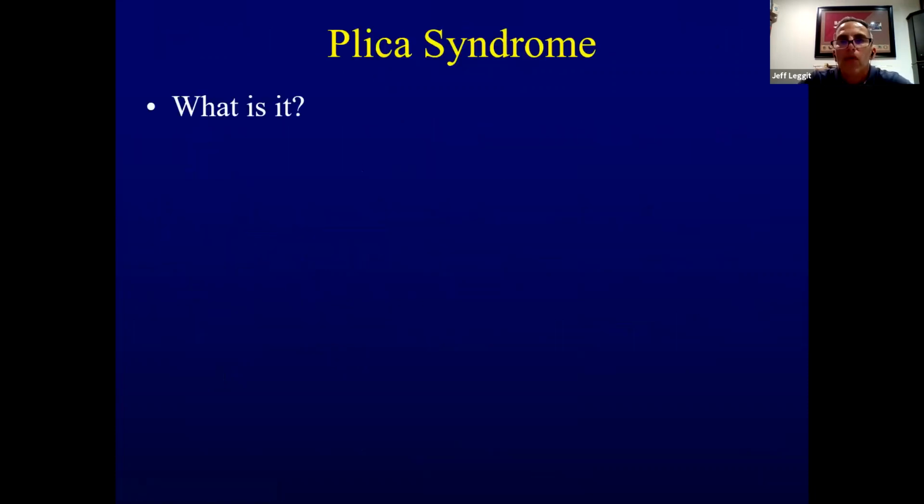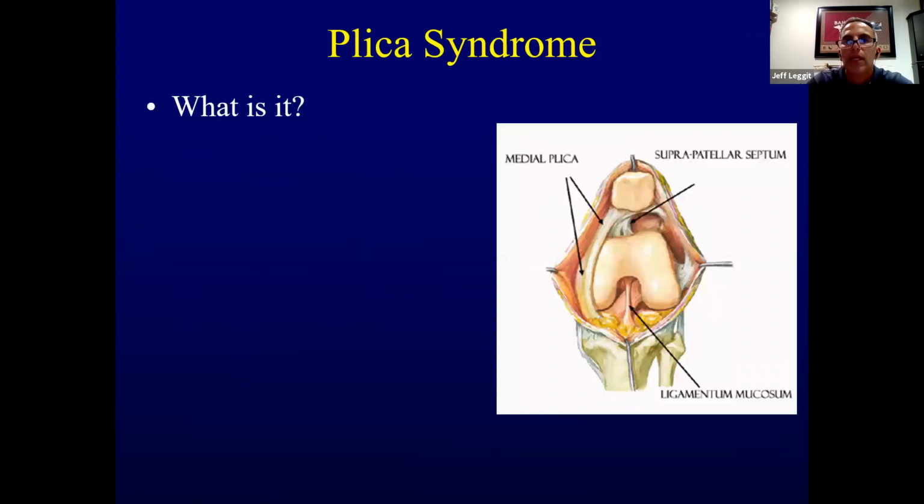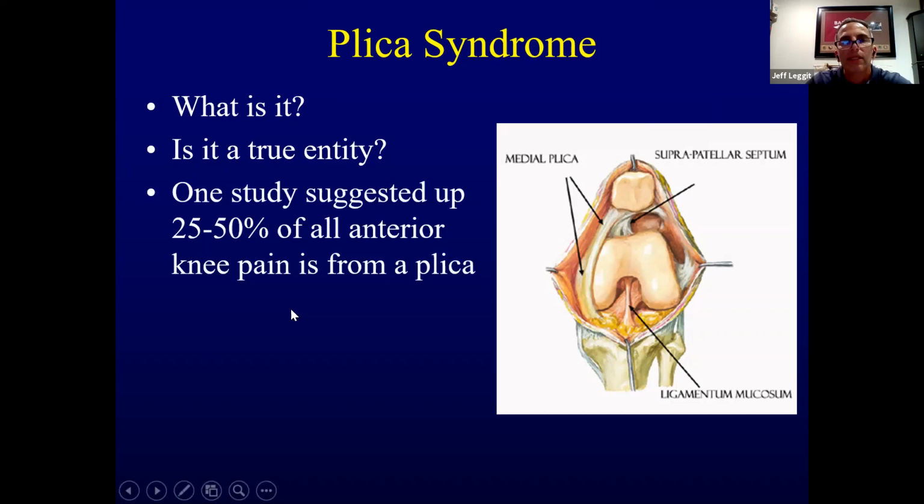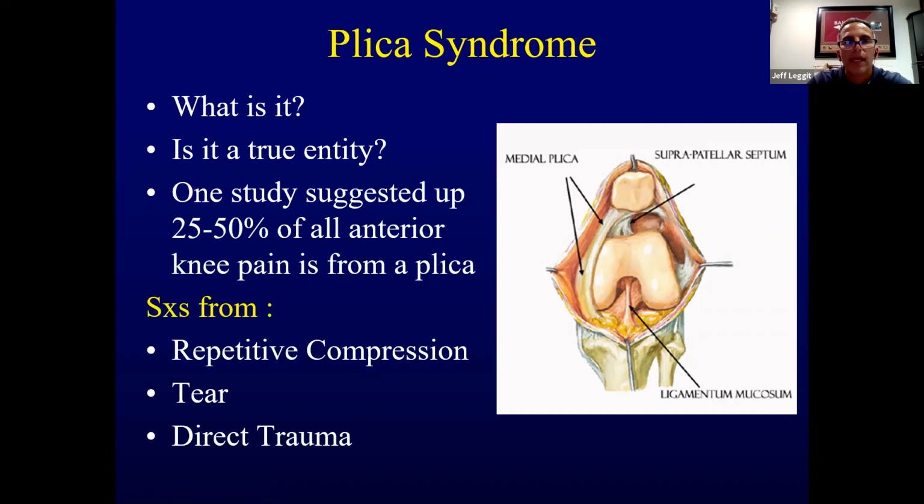So with that, I'm going to move on to one of the masqueraders, and that's plica syndrome. So what is it? It's vestigial remnants of the different compartments of the knee, and you can have a variety of different plicas. Is it a true entity? Yes, it definitely is. There was a study that suggested 25 to 50% of all anterior knee pain is from plica. I'm not so sure that's true, and I'll talk about that in a second.